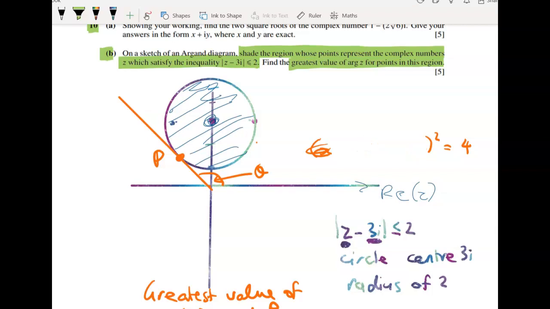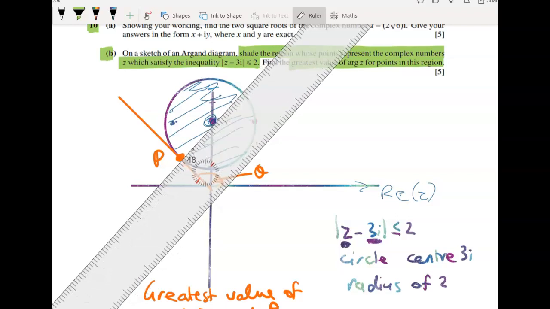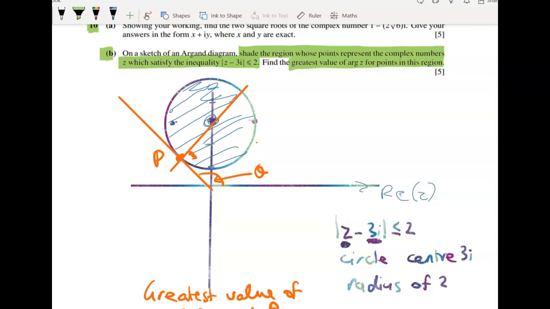Kia ora koutou. This is a very short video for Zachary looking at a good complex numbers problem from back in 2011. I'm just going to do question 10b here, which is a locus problem. So we have to sketch an argand diagram and shade in the region whose points represent these complex numbers. And then we have to find the greatest value of argz for points in this region.